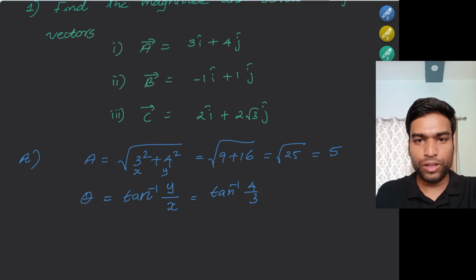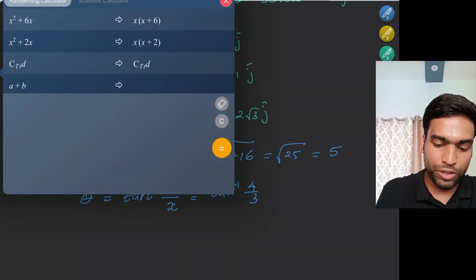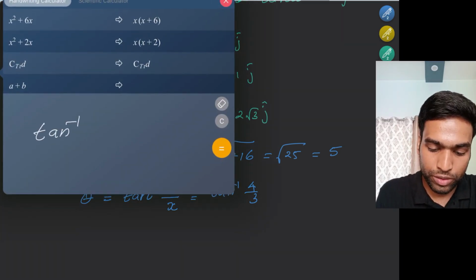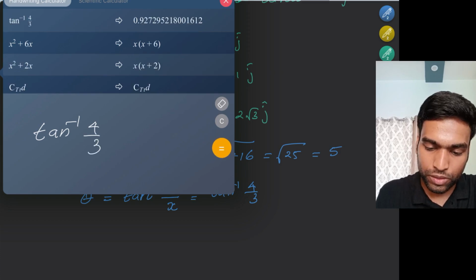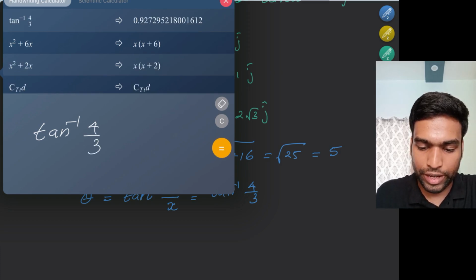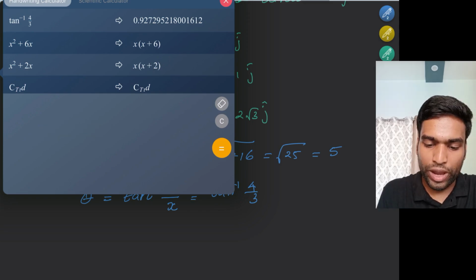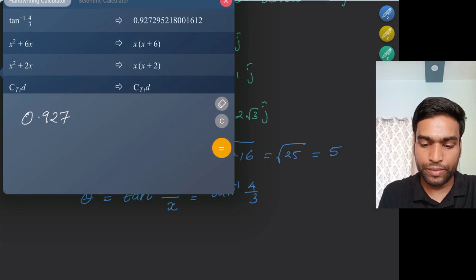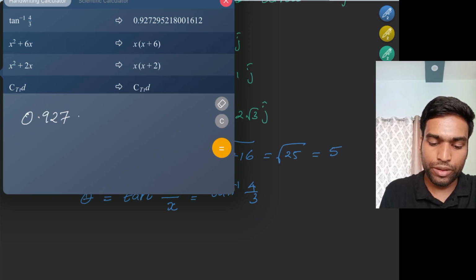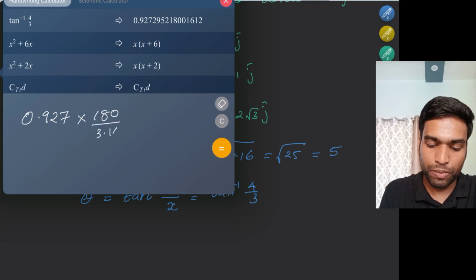Now let's find the tan inverse value using a calculator. Let me open it here. So tan inverse 4 by 3 is 0.927. The value that we are getting, 0.927, is in radian, that we have to convert into degree. So 0.927 into 180 divided by 3.14.